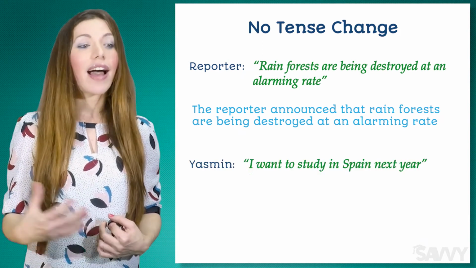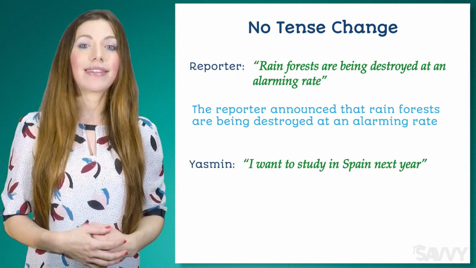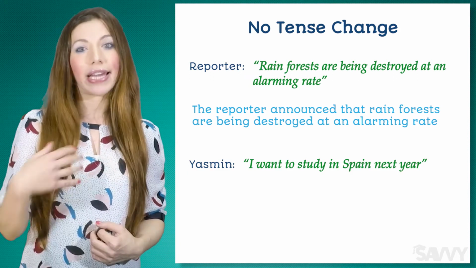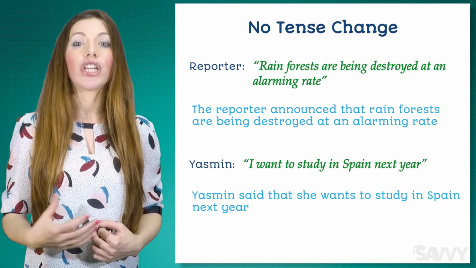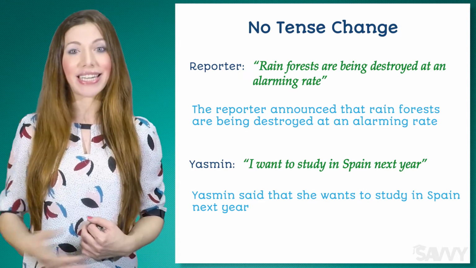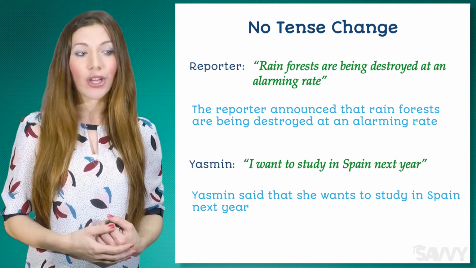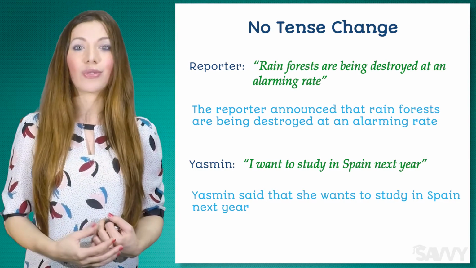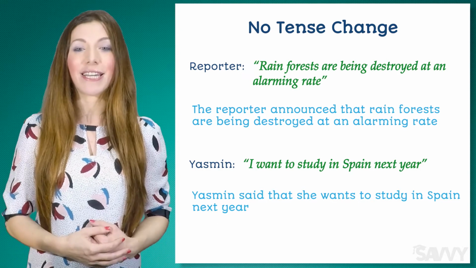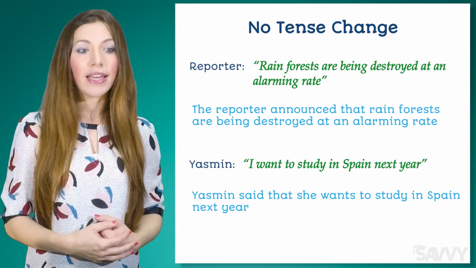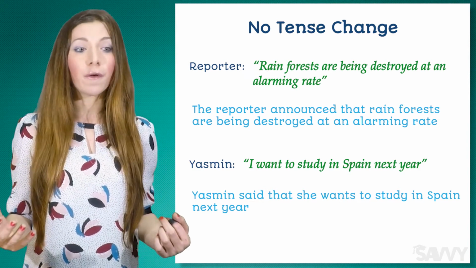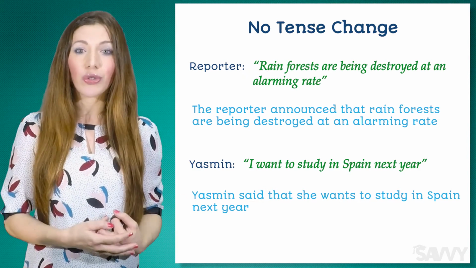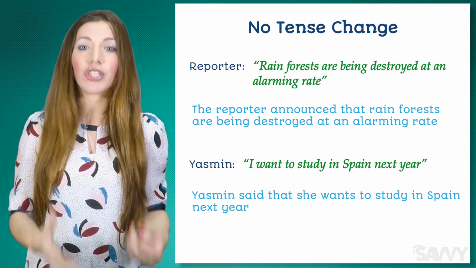Yasmin said, "I want to study in Spain next year." We can report this by saying, "Yasmin said that she wants to study in Spain next year." She still wants to go to Spain next year, so this is still true. So in these two examples, we could use the past form, but we don't need to change. Why? Because the situation is still true now.